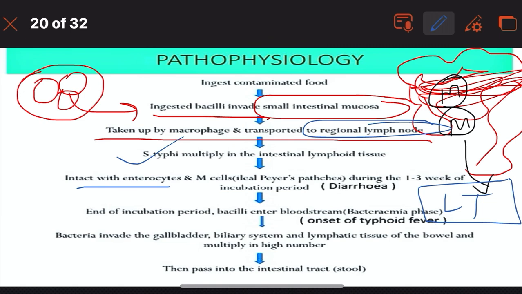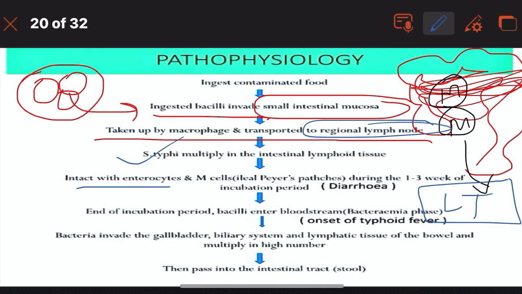So what are the M cells of the ileal Peyer's patches? These are the cells of the intestines which are specialized epithelial cells. They act as a gateway for the antigens and pathogens from the gut lumen to the underlying immune system. So you can see that this lymphoid tissue is reached via the help of the M cells. M cells are nothing but a gate which is transporting, or presenting, the antigen or the pathogen or the bacilli from the gut's lumen to the immune system.